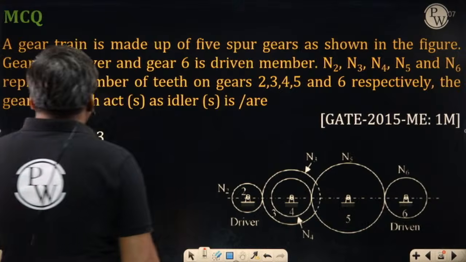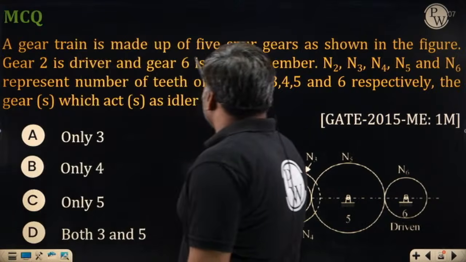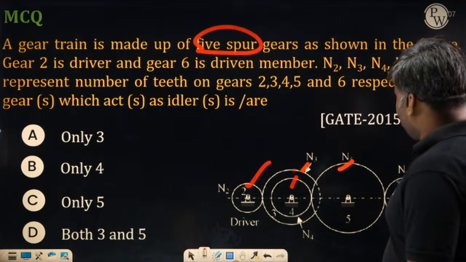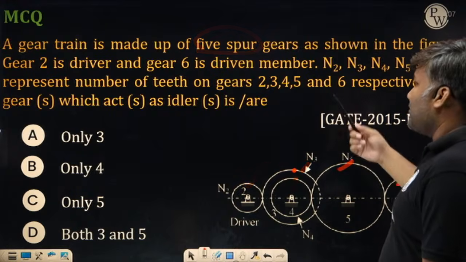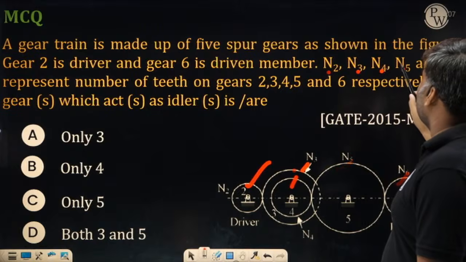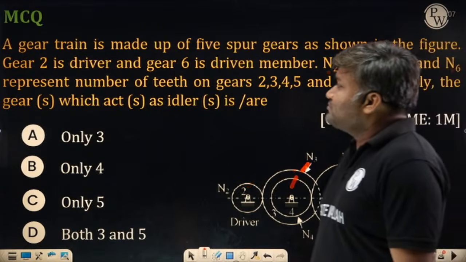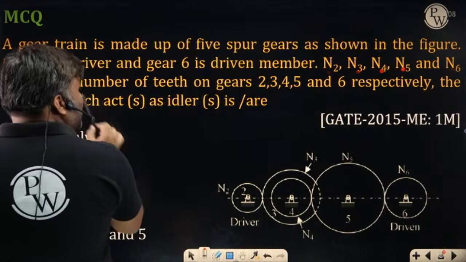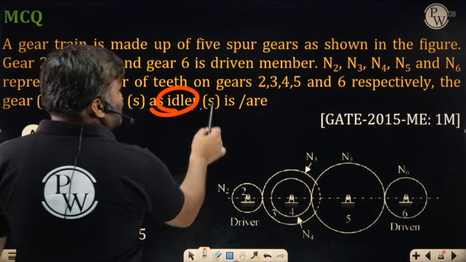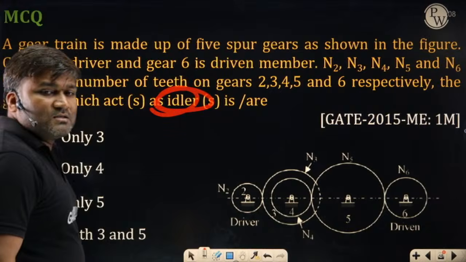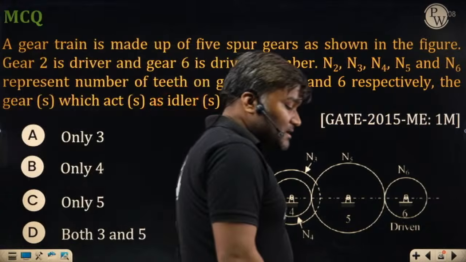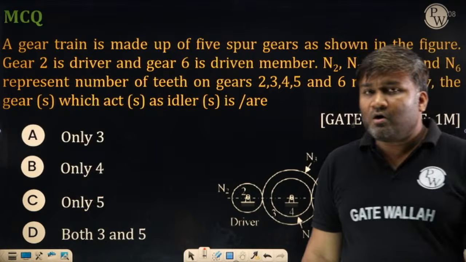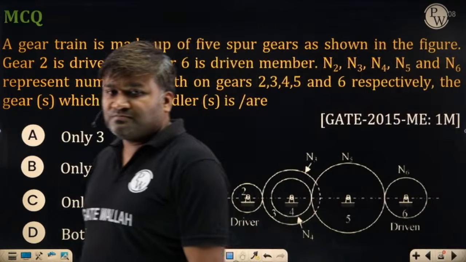Question: they are saying a simple gear train is made up of 5 gears. 1, 2, 3, 4, 5. There are the 5 gears. Number of teeth they have mentioned N2, N3, N4, N5 and N6. Tell me, which gear acts as idler? Can you tell me the answer? What is the idler gear here? I just discussed what gear is acting as idler.